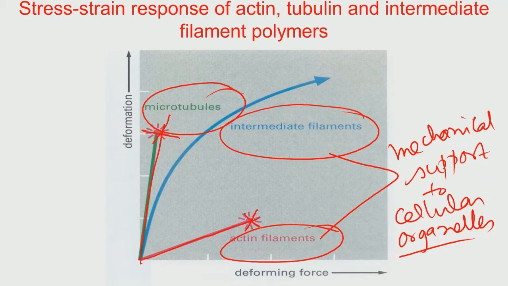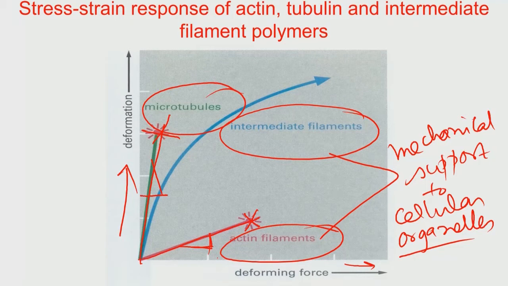However, there is a difference in the response between actin filaments and microtubules, because here this is the force and this here is the deformation. So, in this force versus deformation plot, microtubules have a much larger slope, you can see here, and actin filaments have a very small slope. So, therefore, there is a difference in terms of the elastic stiffness between the microtubules and actin filaments.